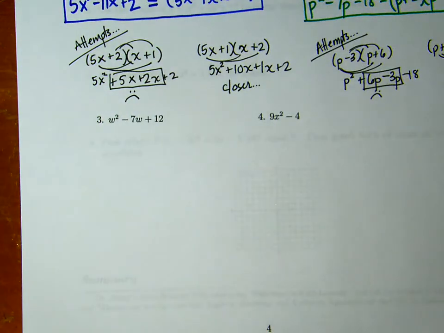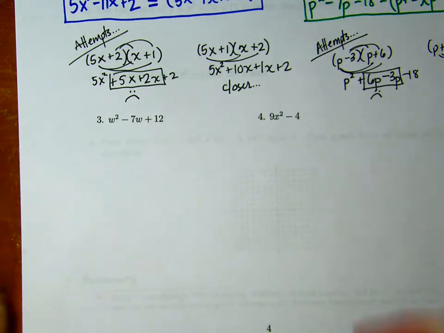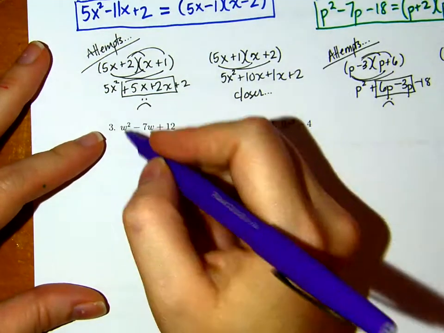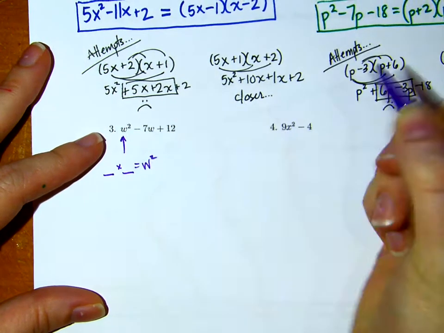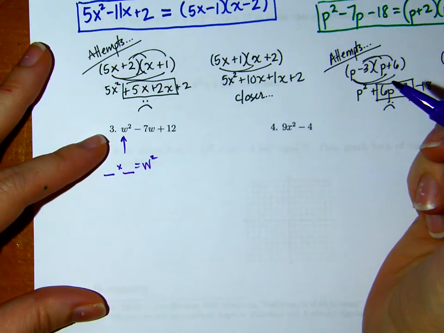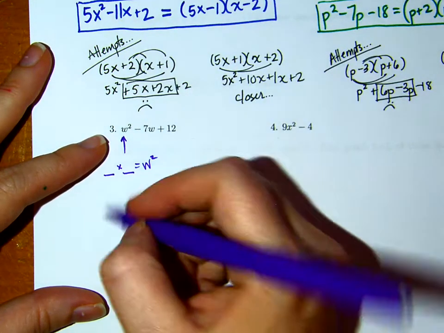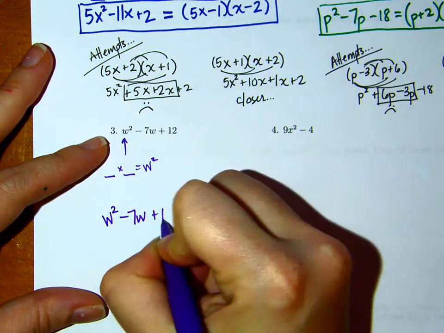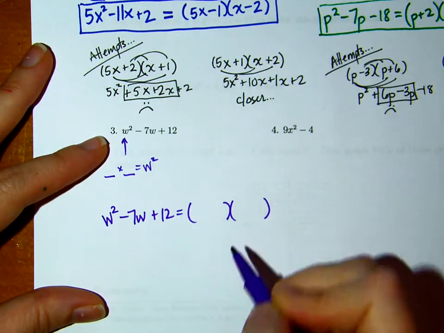W. I don't know what W stands for, but let's work this out. So, excuse me, we know that something by something equals W squared, which absolutely means that we start this whole problem. Oh boy, I skipped my first step and I hate doing that, which is W squared minus 7W plus 12 is equal to something times another something. This factor times that factor.